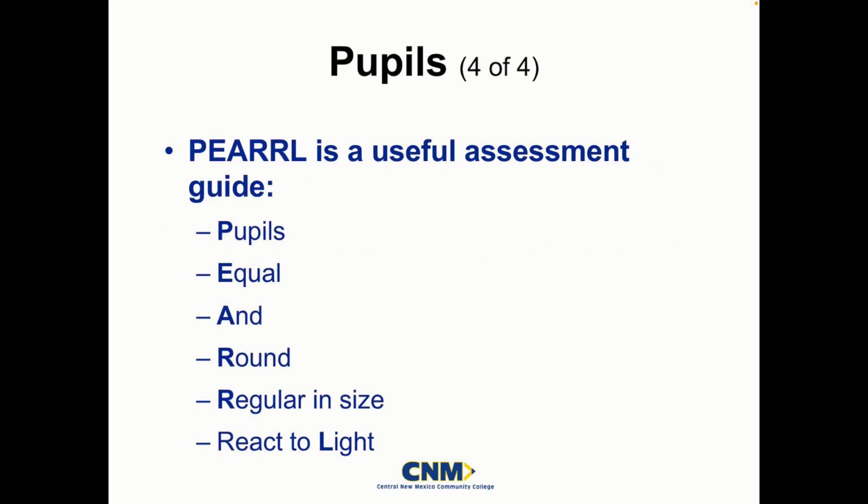The normal finding for pupils is PEARL, and PEARL is actually an acronym, so make sure that you spell it appropriately for what you mean. Instead of just writing PEARL, you're writing that the pupils are equal and round, regular in size rather, and react to light. So that should be the normal finding.